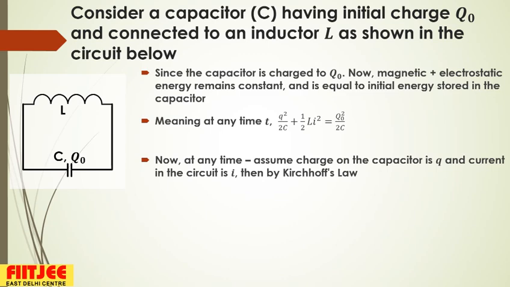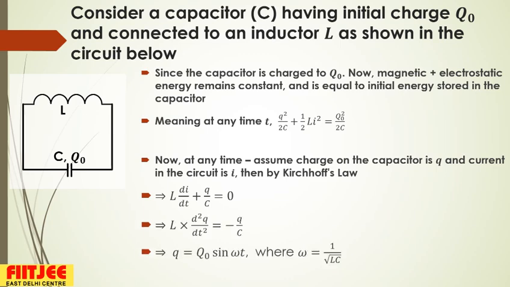and the current in the circuit is I. Then by Kirchhoff's law, we can write L di/dt + Q/C = 0. We know I = dq/dt. From this we get L d²q/dt² = -q/C. If we solve this equation, we get q = q0 sin ωt, where ω = 1/√(LC).